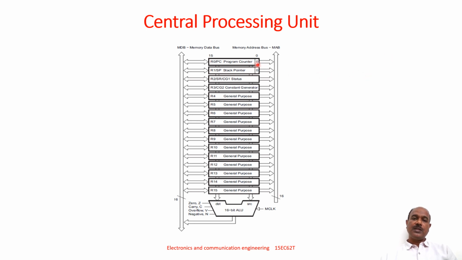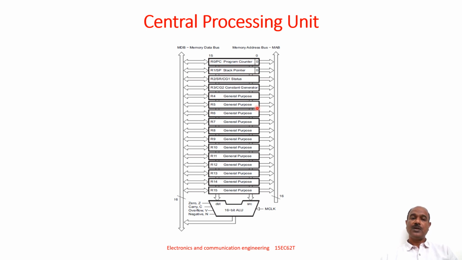As you can see here, the LSB bit of the program counter is always set equal to 0. That means the address in this program counter will always be an even number. In MSP430 the instructions may occupy 1 byte or 2 bytes. Like that, the address in this program counter is always an even address. So the LSB bit is always hardwired to 0. So the address that is present in the program counter while fetching the instruction is an even address. So that is about your program counter.